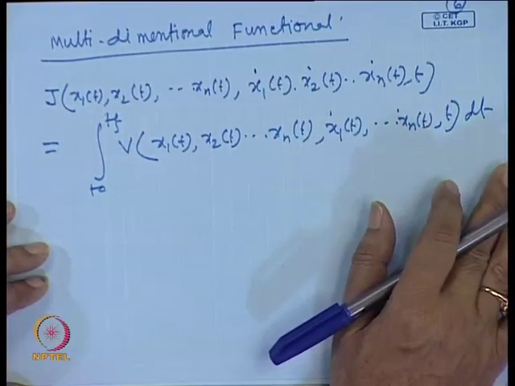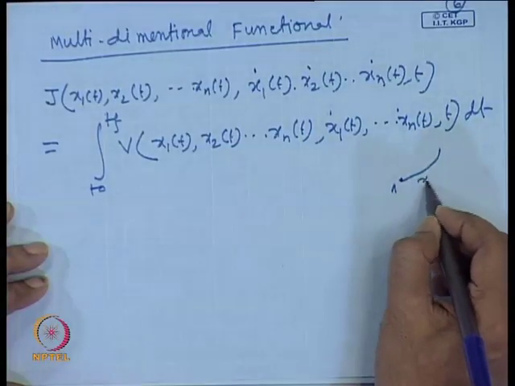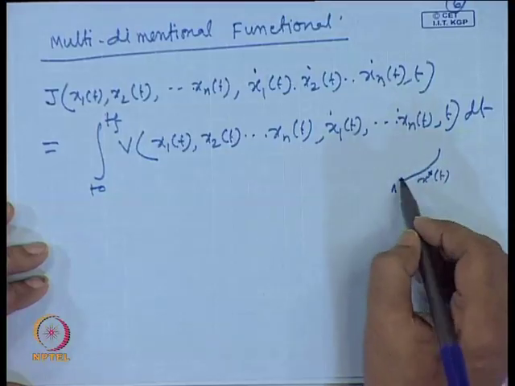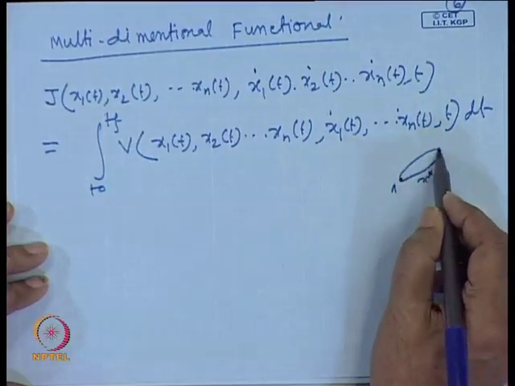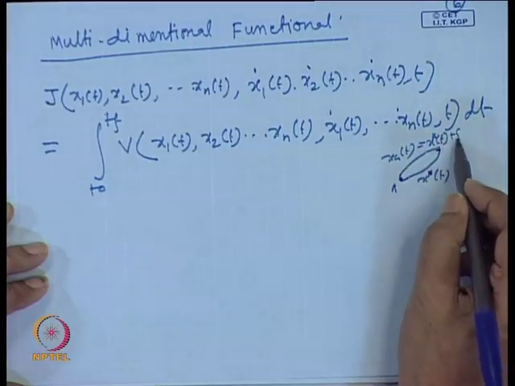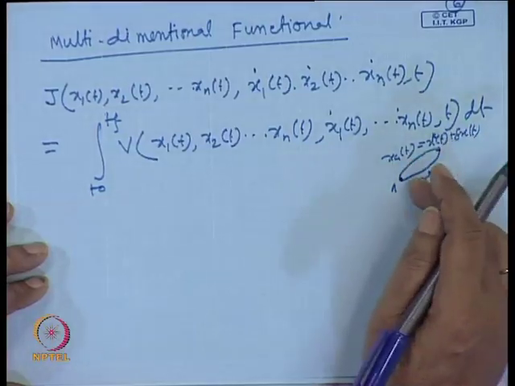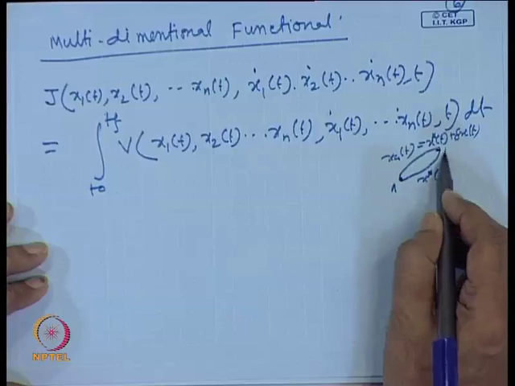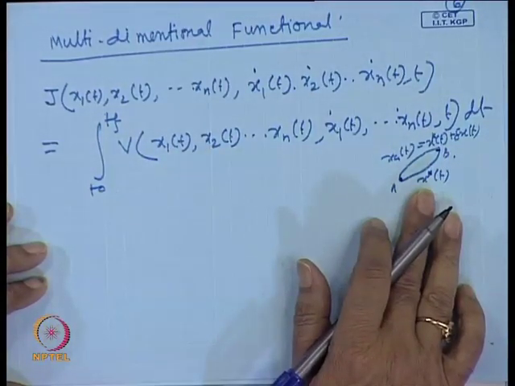So, what is the necessary condition for, let us call, two fixed points, both the points in n dimensional space, a and b, and both the points are fixed. That means the optimal trajectory starts at point a and ends at point b, and in the neighborhood of this optimal trajectory there is another trajectory x a of t, which is equal to x star of t plus delta x of t, a very small perturbation along the trajectory x star. So, both the points are fixed, but we have n dimensional variables.